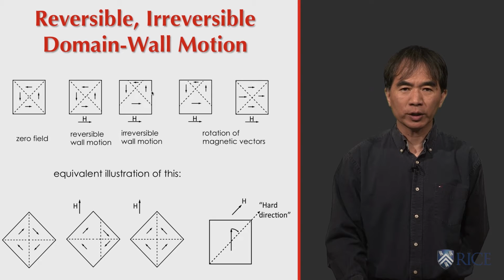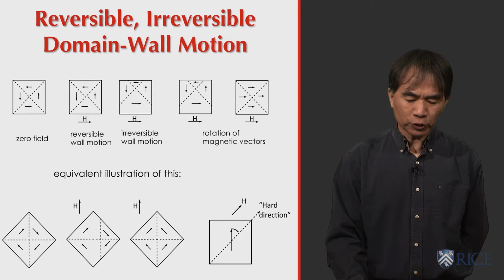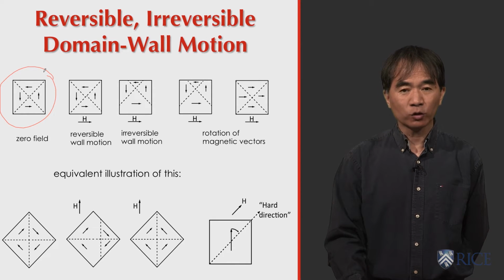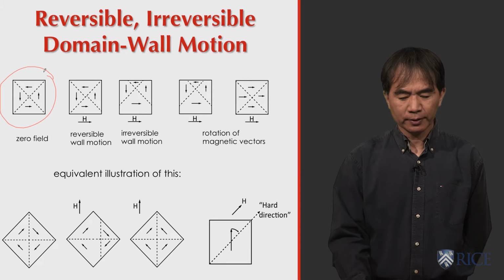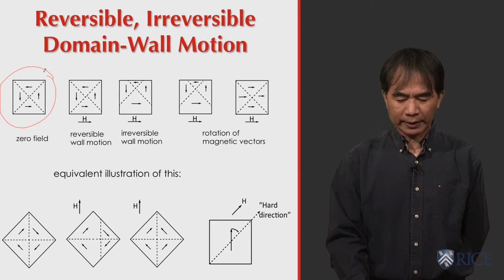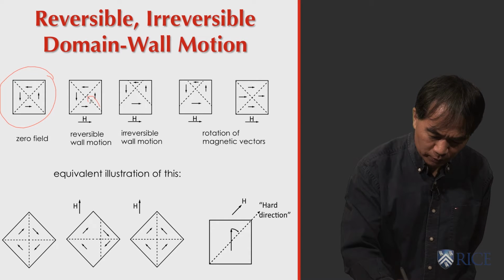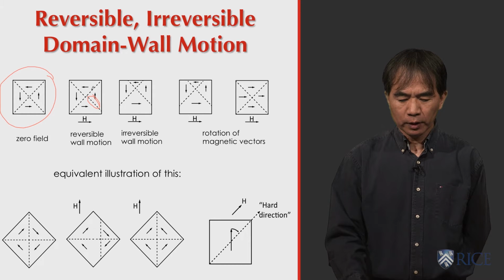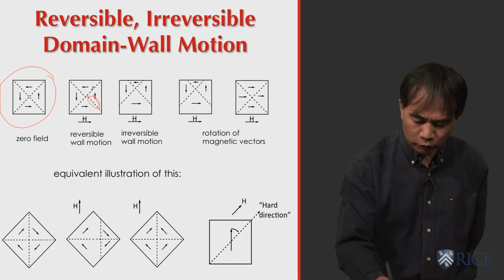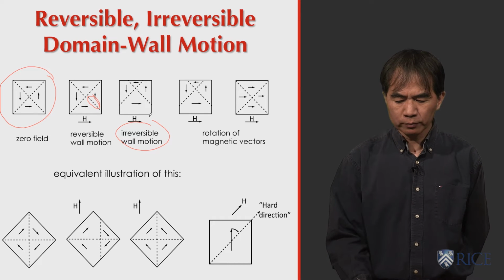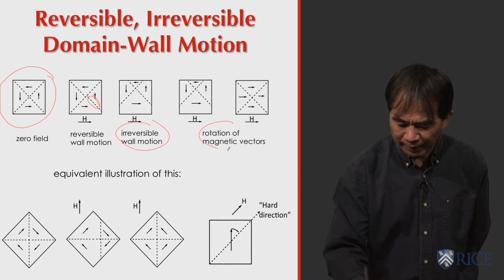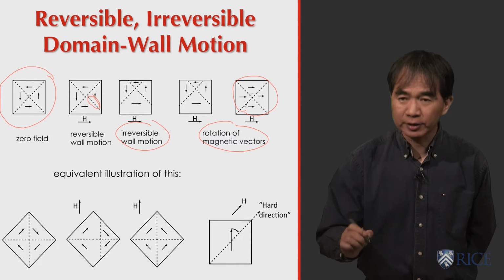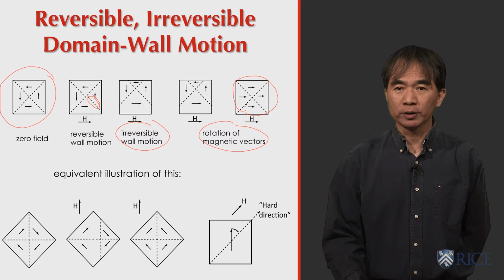Let me use a picture to illustrate what actually happens. So in the case of zero field, let's imagine you have a situation like this, where all the moments are aligned randomly, typically like this. As you initially apply an external magnetic field, some of the domain walls, for example this one, will move slightly in the so-called reversible wall motion. As you gradually apply more magnetic field, you change into irreversible wall motion, and then finally you will rotate the magnetic vectors so that all the moments start to be aligned in the same direction. And this is what we call the saturation moment of the system.